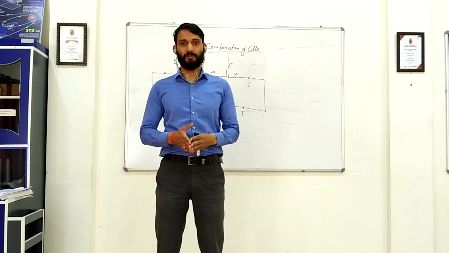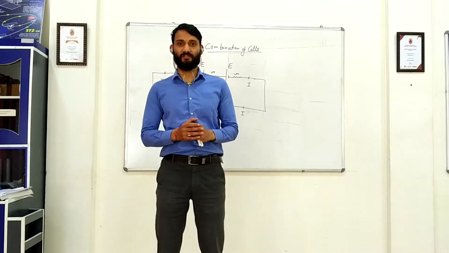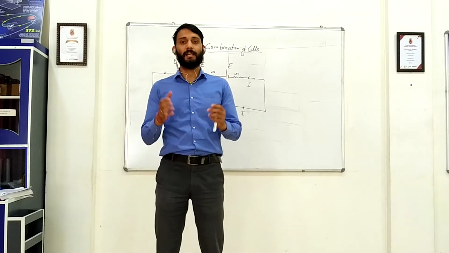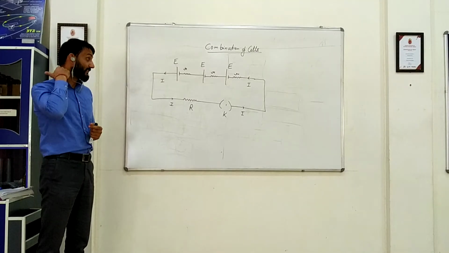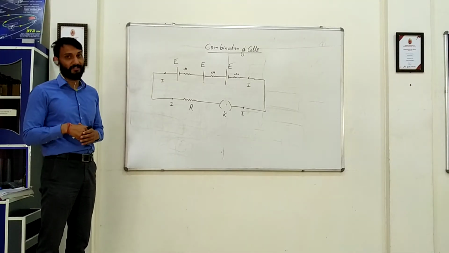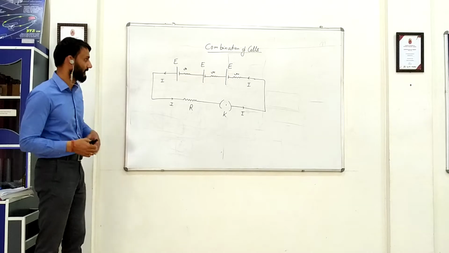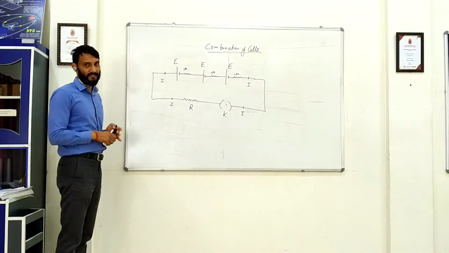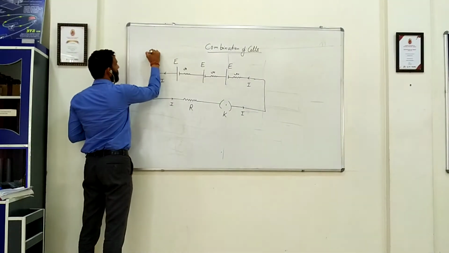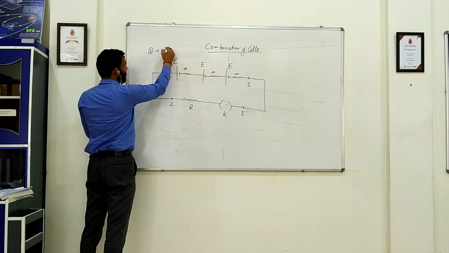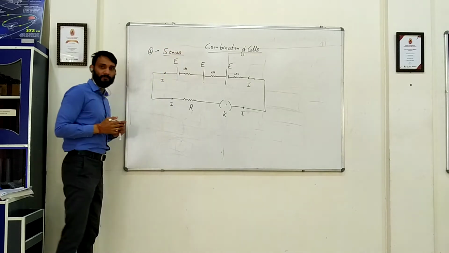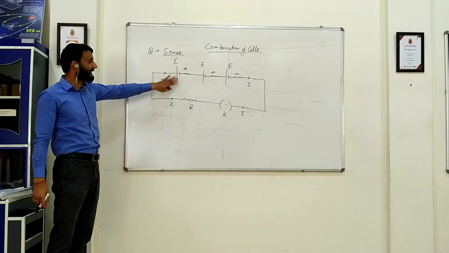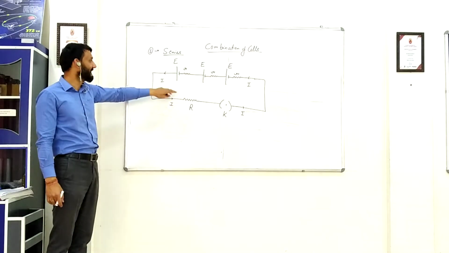Today we are going to do the last topic of Unit 2 and Chapter 1, that is current electricity. The name of the topic is combination of cells. Before this we have already discussed combination of resistors, in series and parallel. Today we will discuss combination of cells, and in the first case I am going to take series. So I have here three cells connected in series.